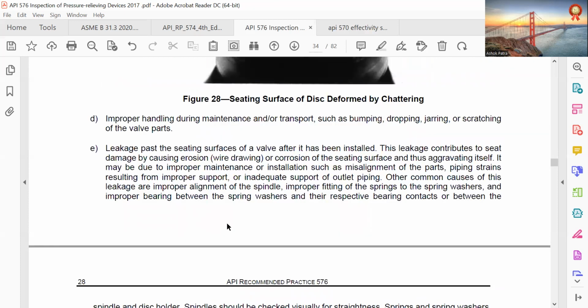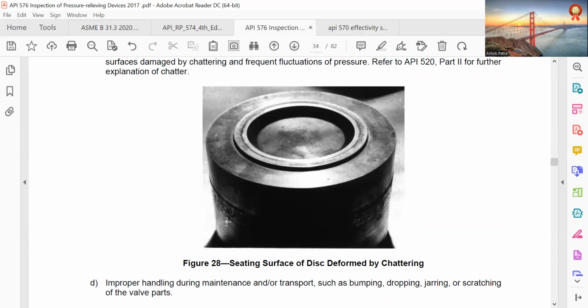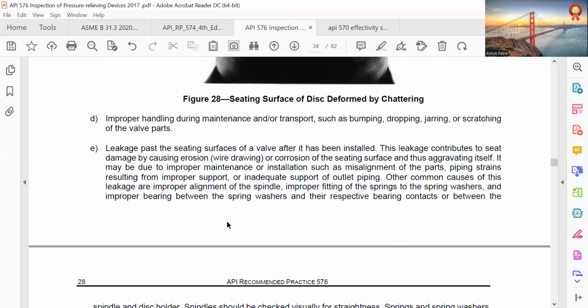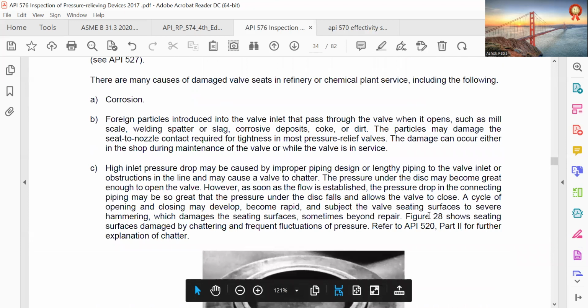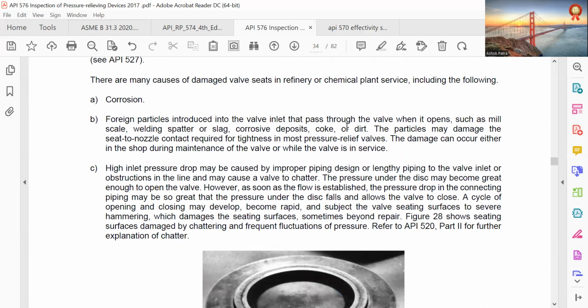The seating surface of the disc may be deformed by chattering. Improper handling during maintenance and/or transport, such as bumping, dropping, jarring, scratching, can damage the wetted parts. Corrosion and foreign particles introduced in the valve inlet pass through the valve when it opens, such as mill scale, welding spatter, slag, corrosive deposits, coke or dirt. The particles may damage the seat to nozzle contact required for tightness in most pressure relief valves. The damage can occur either in the shop during the maintenance of the valve or while the valve is in service.